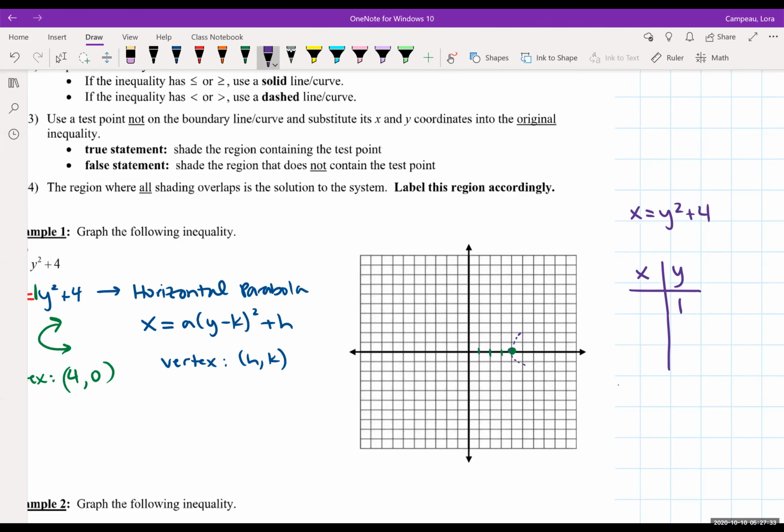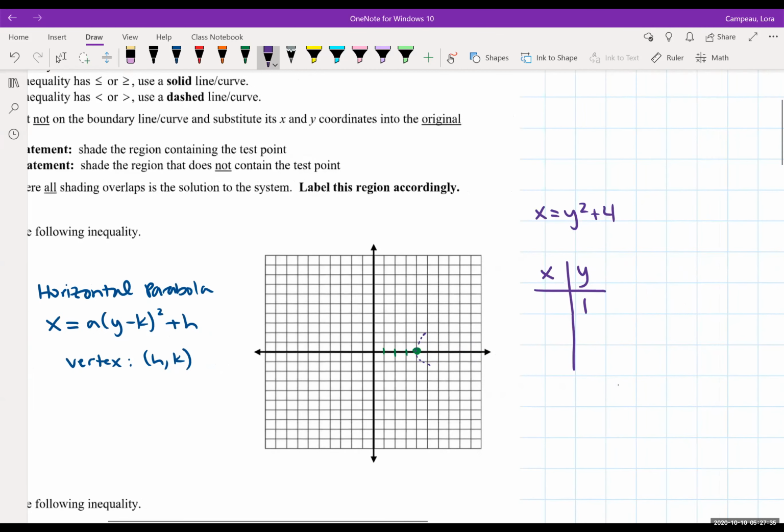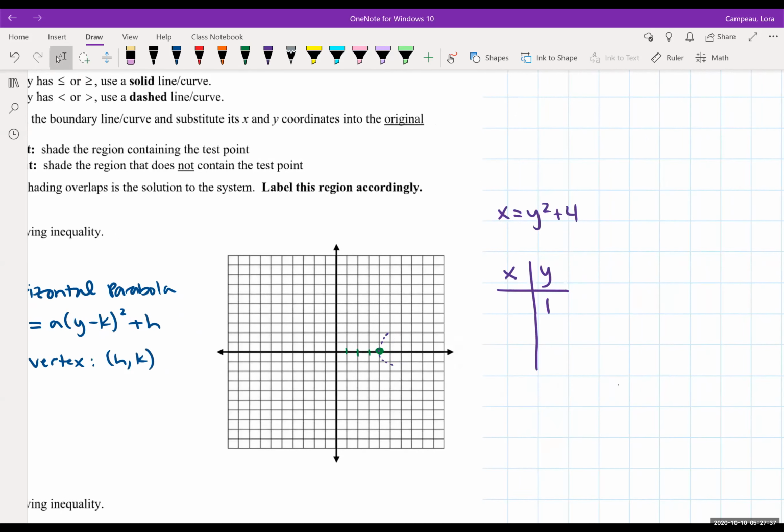So if that is the case, we can see where our x value goes. I just have to do a hand computation. If y equals 1, x equals 1 squared plus 4, and that's going to leave us with 1 plus 4, which is 5. So we do have an ordered pair, that's 5 comma 1.